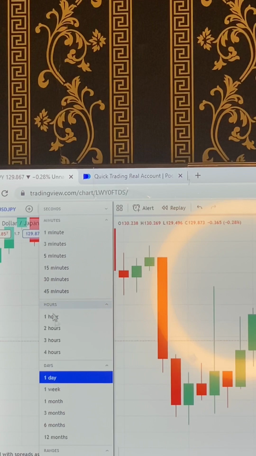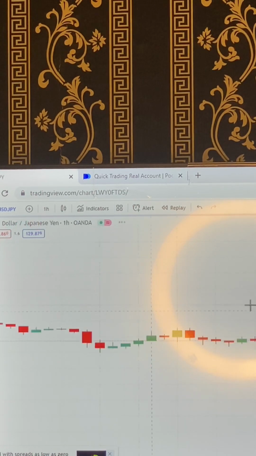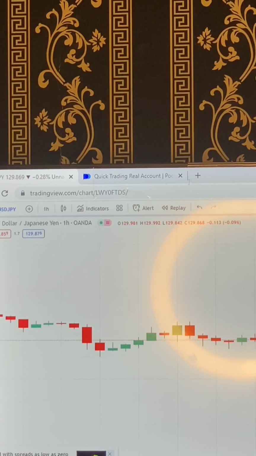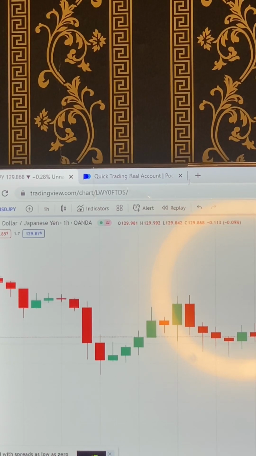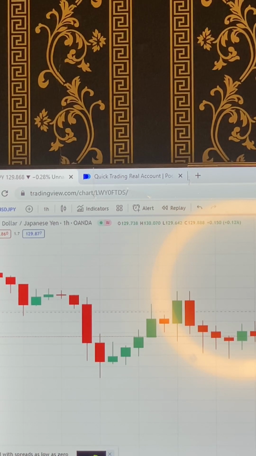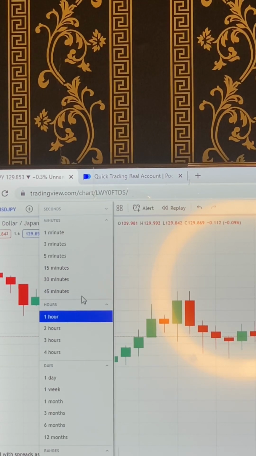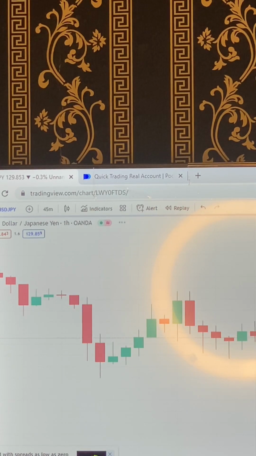We move over to the 1 hour time frame. There you go. All these candles in this time frame are formed in 1 hour each. We move over to the 45 minute time frame.